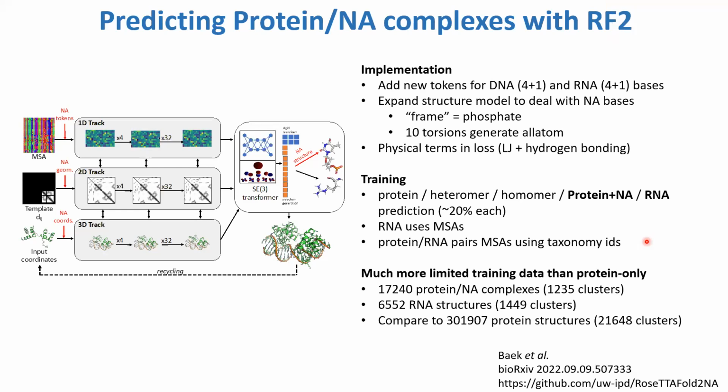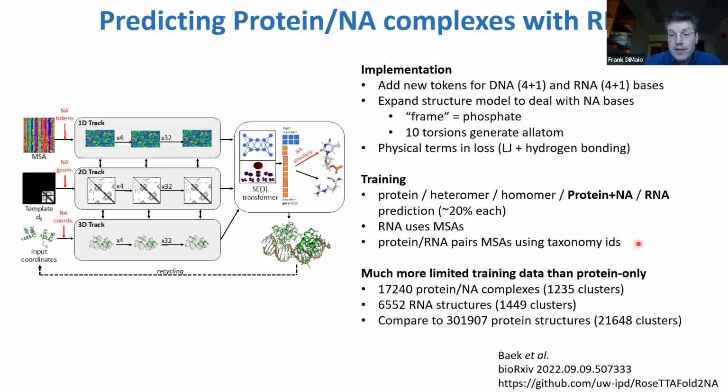Got it. Thanks. Yeah. And then, what are we doing with training? Again, we're taking basically proper RoseTTAFold training, and then we add to it two different kinds of sub-training tasks. Protein plus nucleic acid, which includes both RNA and DNA structures, and then also RNA prediction.